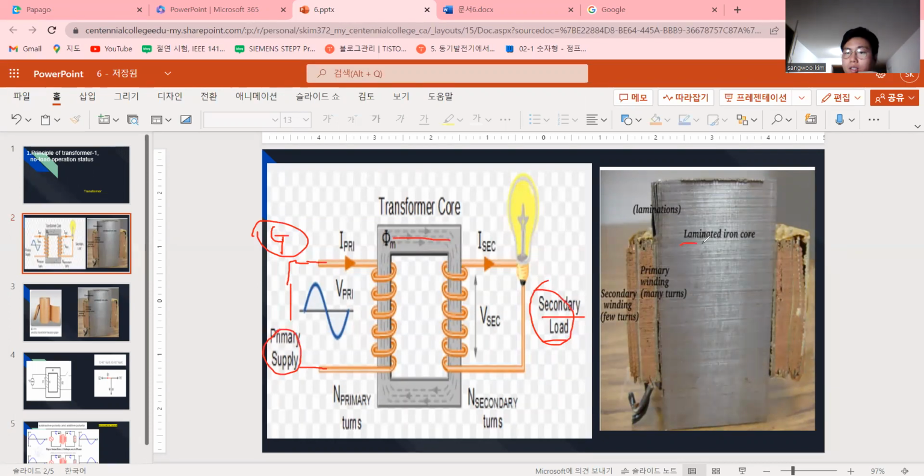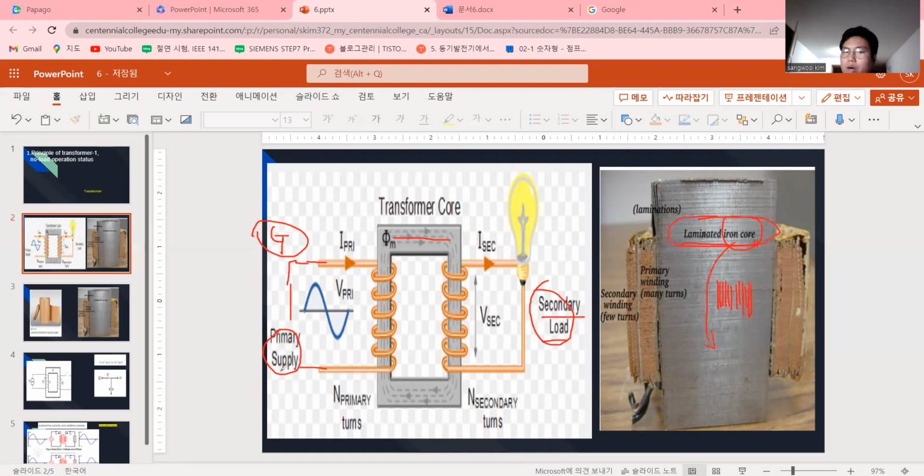As you can see here, a laminated iron core. I may have mentioned this: because of the reduced eddy current, we laminate. Laminate means split, and then put together to reduce the eddy current. And this iron core is made of silicon steel plate, that's what we learned in the previous lecture.